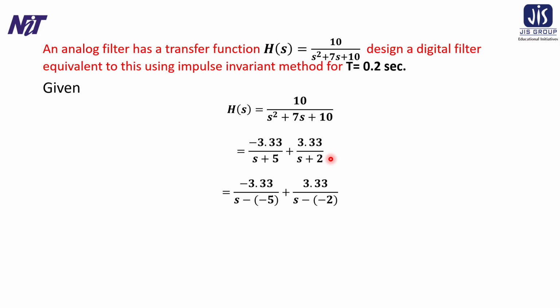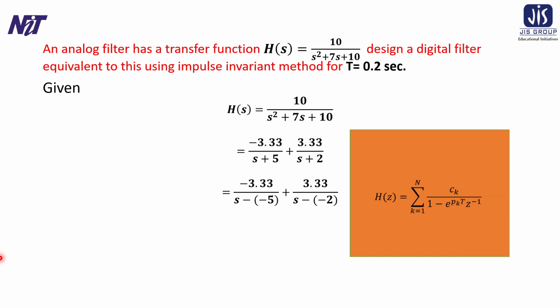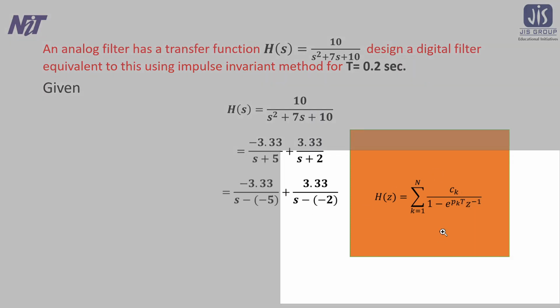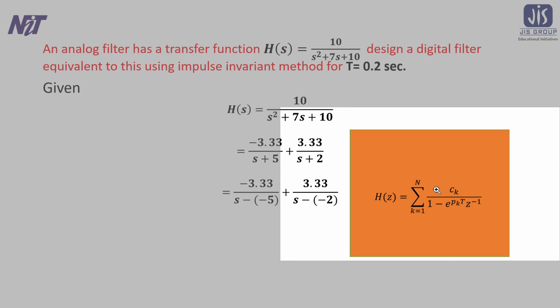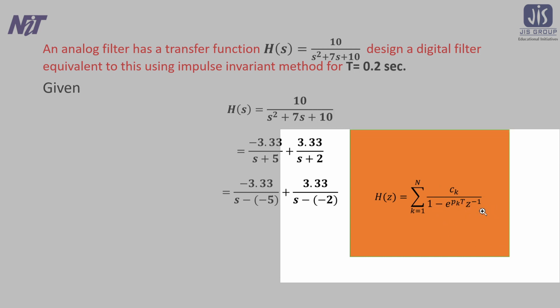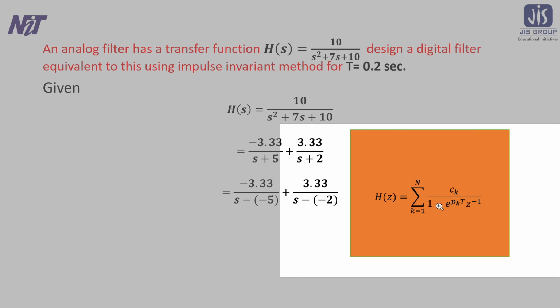If I transform to H(z), it becomes H(z) equals summation of k equals 1 to n of Ck by 1 minus e to the power pkT into z inverse. That means the denominator term s minus pk transforms into 1 minus e to the power pkT z to the power minus 1, which I explained in the previous slide.